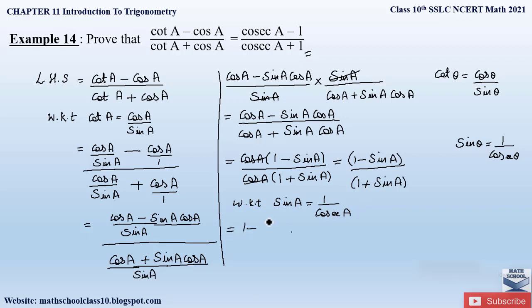So this will be 1 minus 1 divided by cosecant A, the whole divided by 1 plus 1 divided by cosecant A. Again here we are going to take LCM as we did in this step, and we are going to simplify the equation further. So here the LCM will be cosecant A in the numerator. So 1 into cosecant A will be cosecant A minus 1 by cosecant A into cosecant A. The cosecant A will be cancelled and you will be left with 1 here.